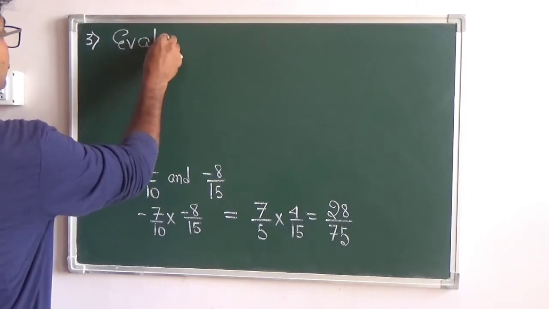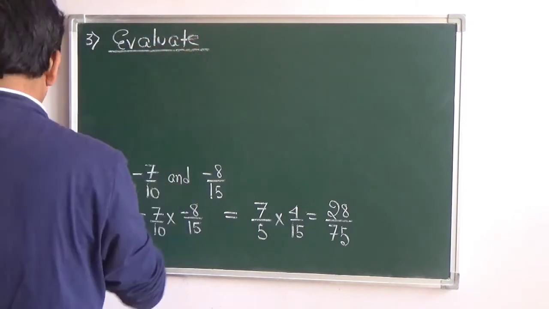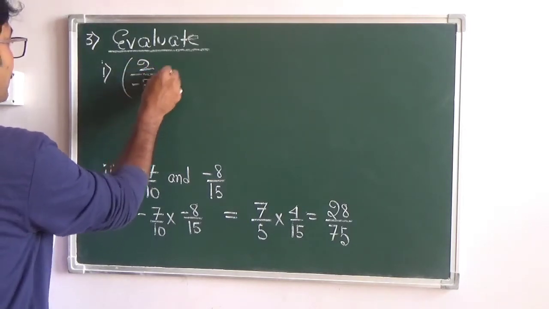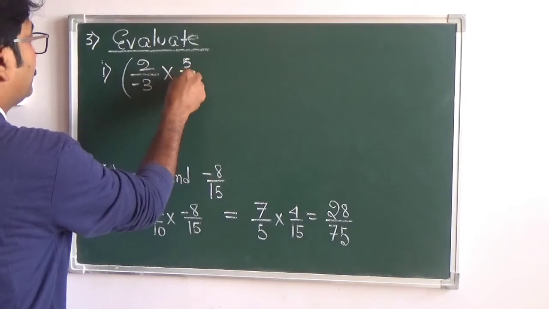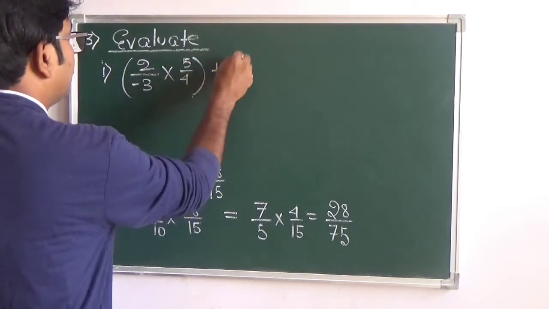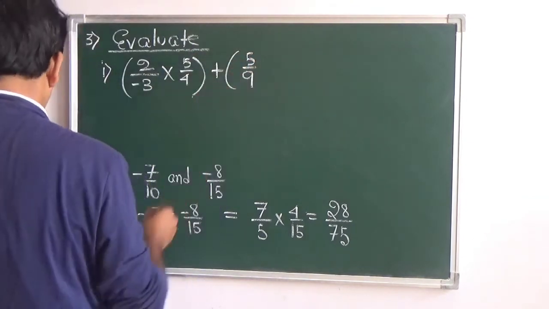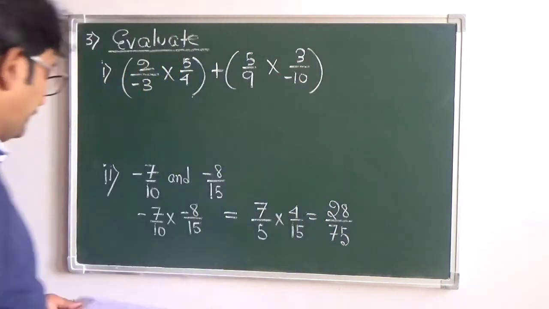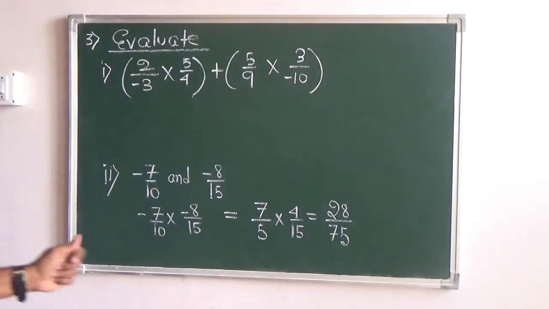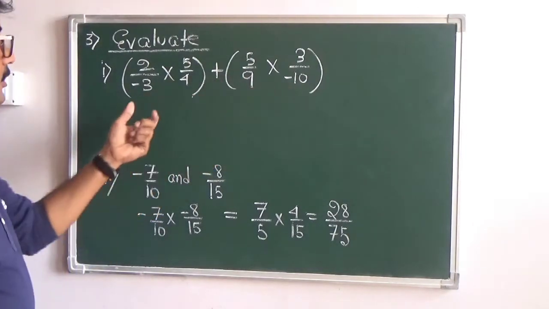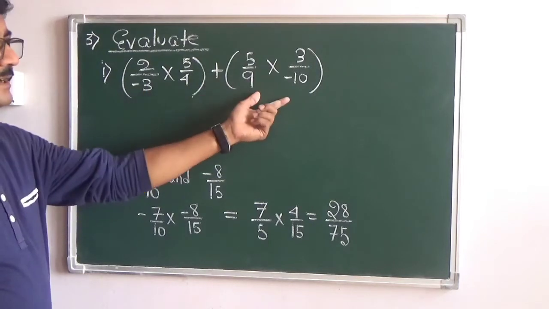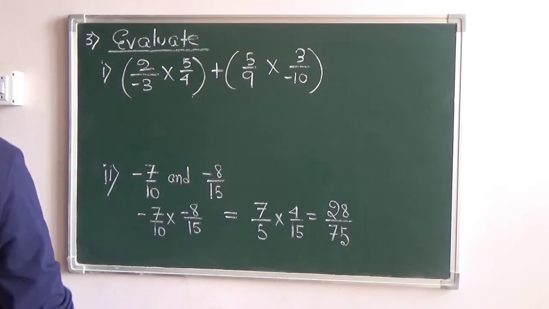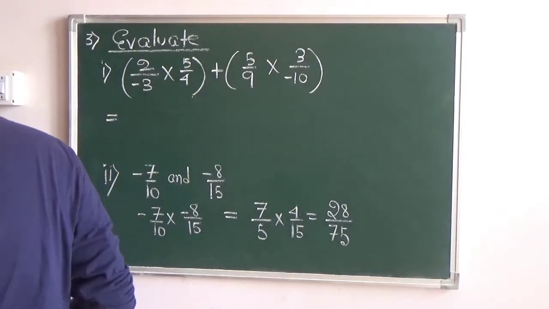Evaluate number 1. This is 2 by minus 3 multiplied by 5 by 4 plus 5 by 9 into 3 by minus 10. So here there are 2 expressions inside the bracket. First you will operate on the multiplication inside the brackets, and then finally the result of this and this will be added.